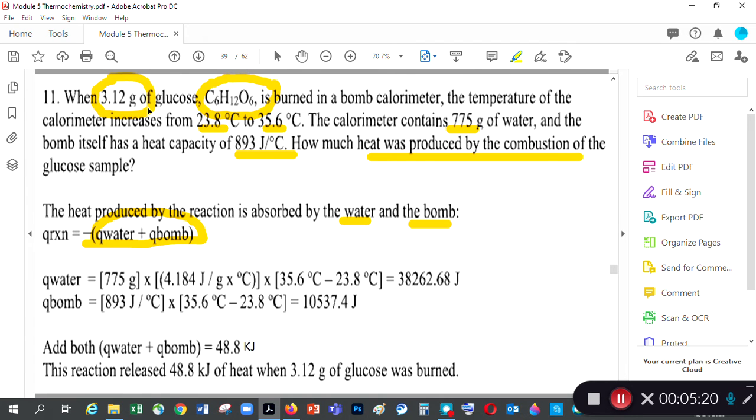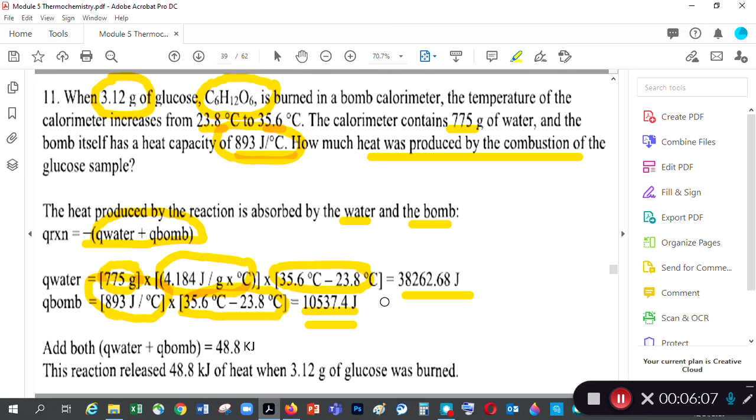We have 775 grams of H2O. The specific heat of H2O is this. This is the mass of H2O. The initial temperature is 23.8 and the final is 35.6. Subtract those to get delta T. This is for H2O. For the bomb calorimeter, we have the heat capacity of 893. That's the heat capacity of the bomb calorimeter. You multiply it by the delta T to get the joules. So we have this one from the bomb calorimeter heat, and this is the heat from the H2O.